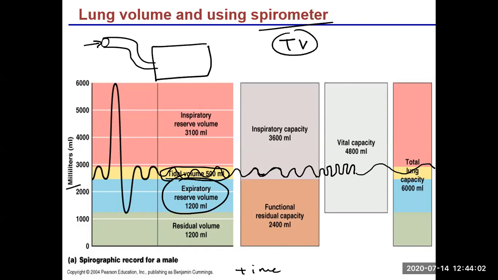Still, if you get all the air out of your lungs as much as possible, there is still some air trapped in your lungs, and that's called the residual volume. Residual volume you cannot measure, you can only estimate. What about the inspiratory reserve volume? Again, normally you inhale a certain amount of air, but if you forcefully inhale more air after that, that's called IRV.